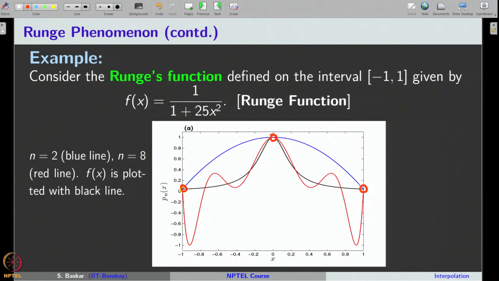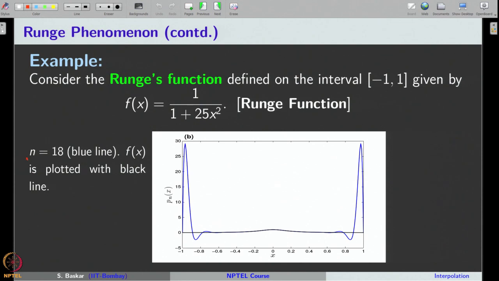Next, let us take 9 nodes and construct P8 of x, that is, the interpolating polynomial of degree 8. Now, we are giving the information about the function at 9 different node points, but still you can see that P8 of x, shown in the red solid line, is not approximating the Runge function that well. In fact, we can see that the polynomial is oscillating between the node points, and this oscillation is very clearly seen towards the boundary of the interval, also called the edges. This is what is called the Runge phenomenon.